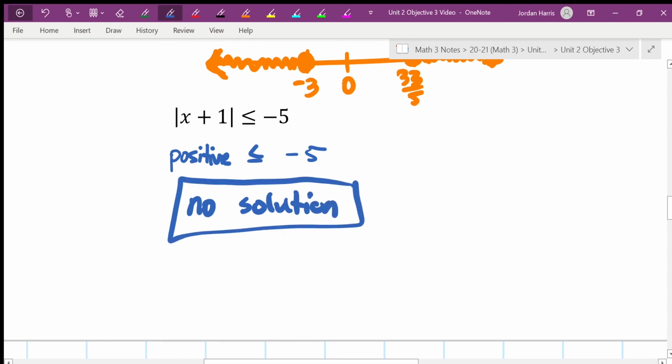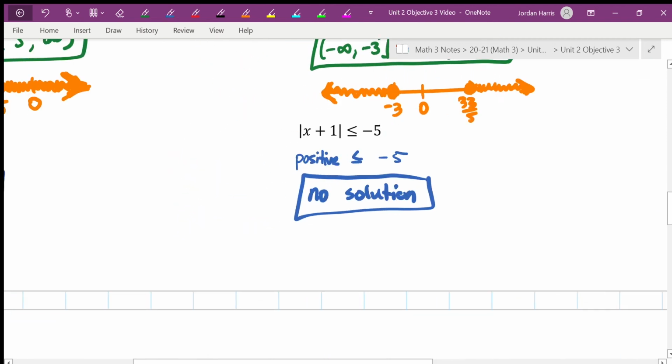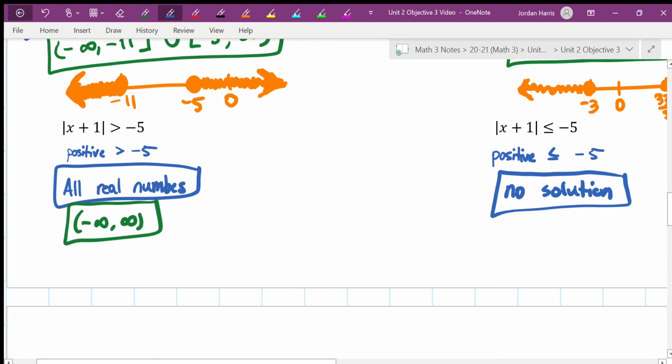So don't worry about the equals to piece. Look at the less than or the greater than piece. That's what matters. So if you're greater than a negative or greater than or equal to, it's all real numbers. If you're less than or equal to, it's no solution.